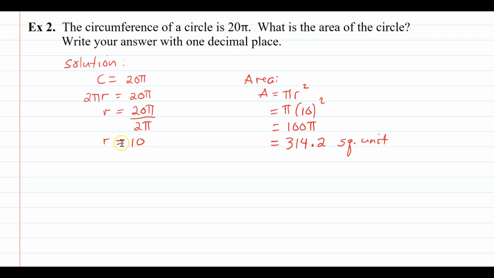So now that we have the radius, we can calculate the area using the formula area equals pi r squared, and replacing r with 10. So 10 squared is 100 times pi, we get 100 pi. 100 pi is equal to 314.2 square units. So our answer to this question, the area of the circle with a circumference of 20 pi is 314.2.